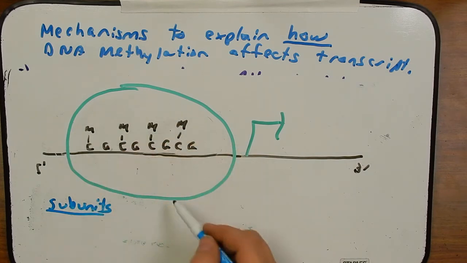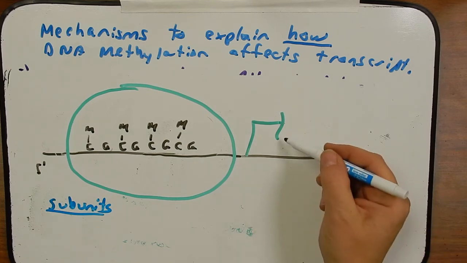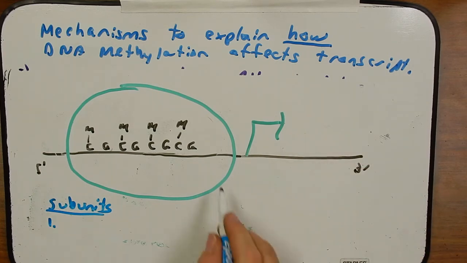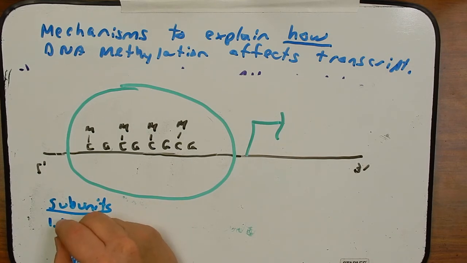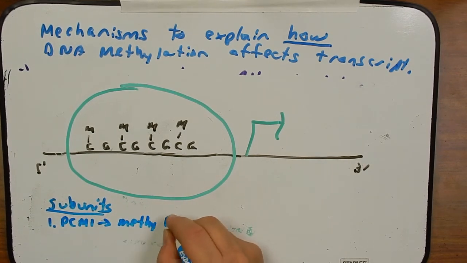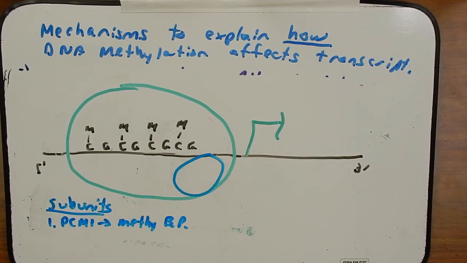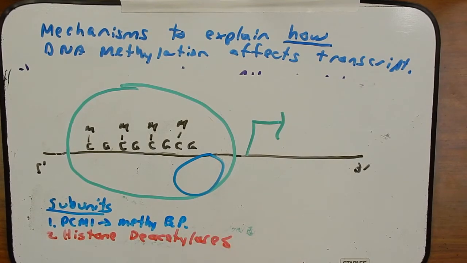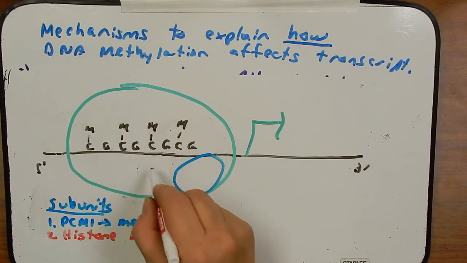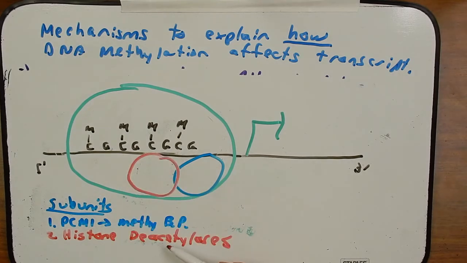Because remember, this isn't a single protein. This is many proteins coming together to accomplish that one task of repressing this gene. So I'm going to list a few examples of what we might see in here. PCM1, this is a methyl binding protein. I'm just going to put BP for short. So that's a protein that could be here. I'm just going to put it here for lack of a better place to put it. We also have enzymes known as histone deacetylases. We haven't talked about these yet, but we will. One of their jobs is to maintain the histone's affinity for the DNA. So they help keep repressing.